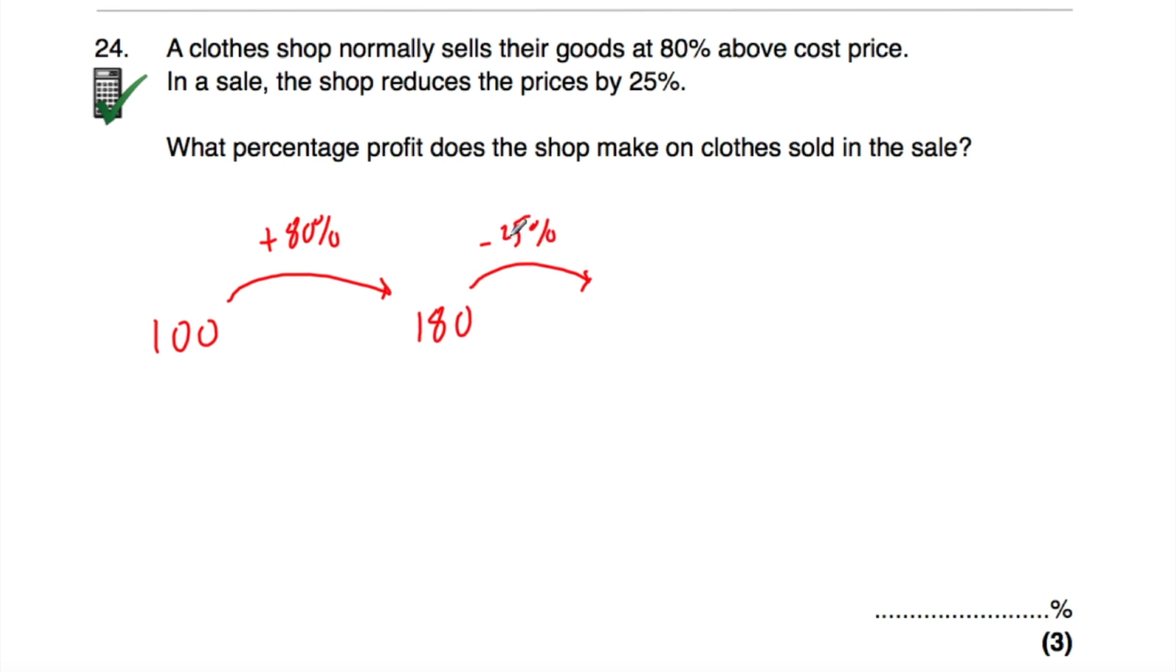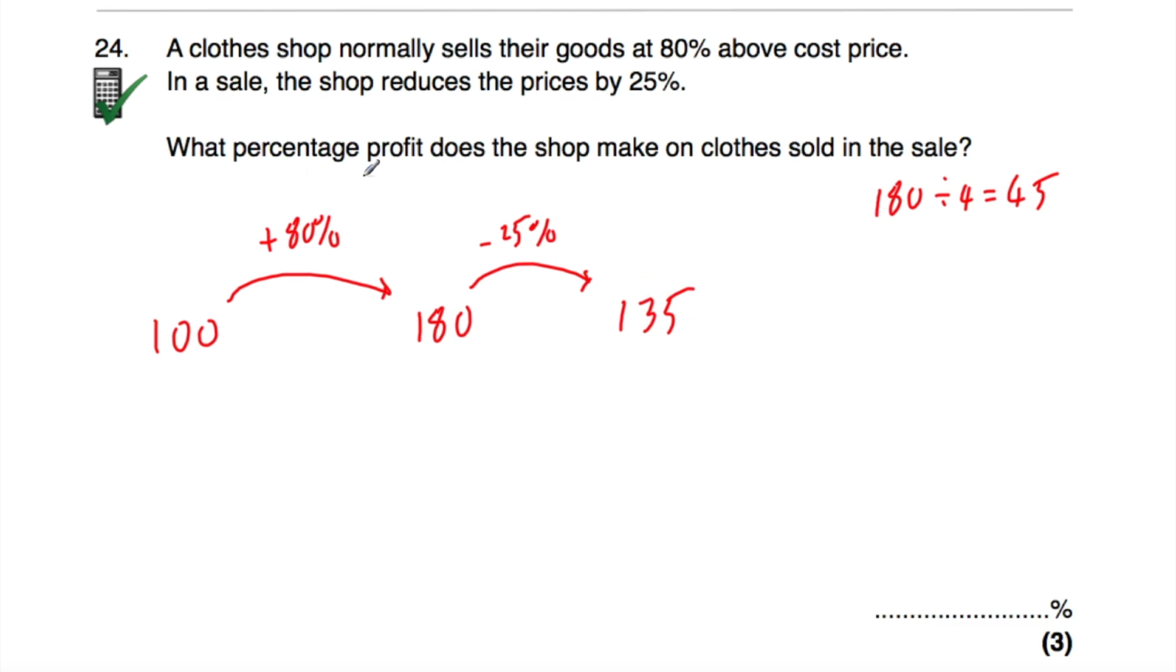To get 25% of something, you divide it by 4. So if we take 180 and divide it by 4, that means to half it and half it again. So that's 90 and then 45. So it's going to go down by £45. If we reduce this by £45, we get £135. So if the shop bought a piece of clothing for £100, they normally would sell it for £180, but in the sale they're actually going to sell it for £135.